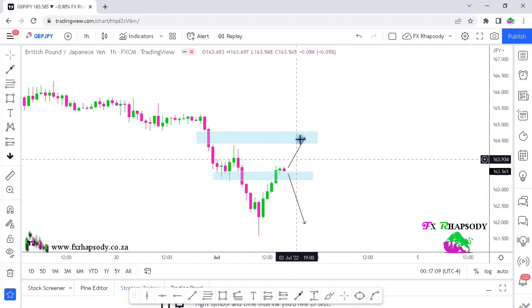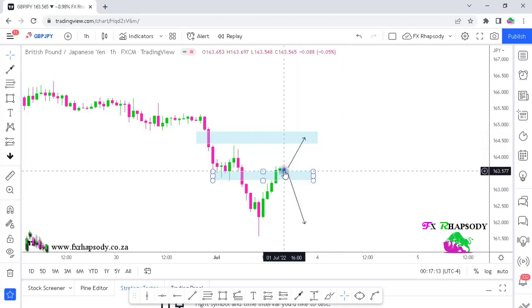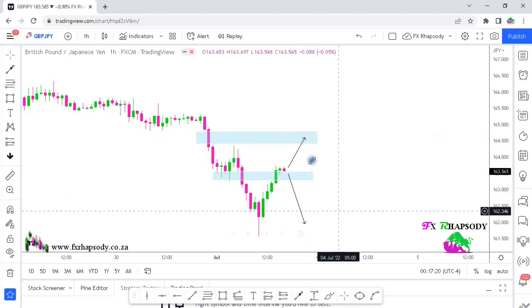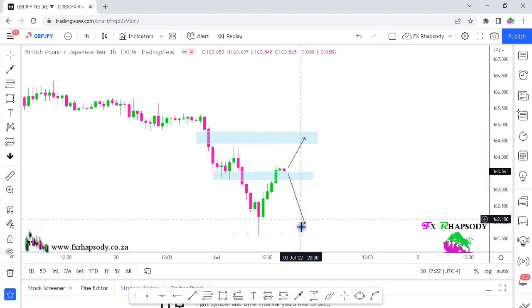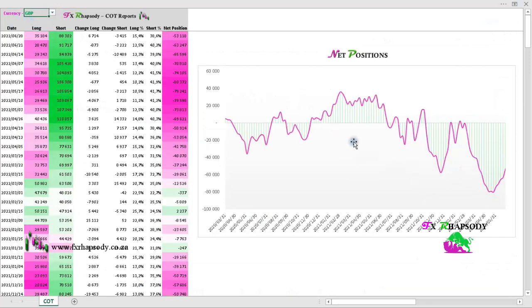So we have got two areas in the market. We want to see what price is going to do around this area. Will it respect it, and then just hover a little bit and then move up to the upside? And then we're going to look at sells, or is price going to start falling down to that bottom. If we look at our COT reports, we're looking at the British pound first.